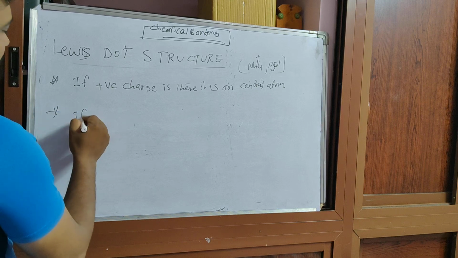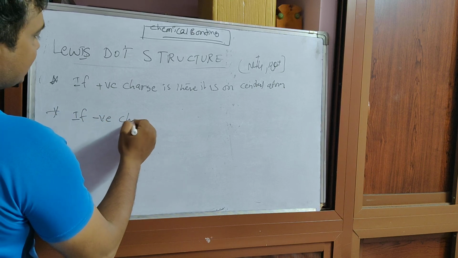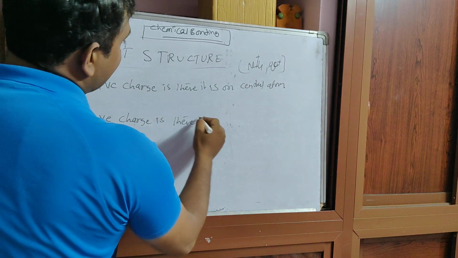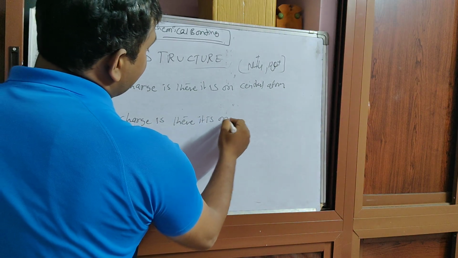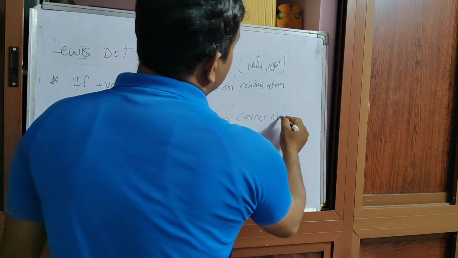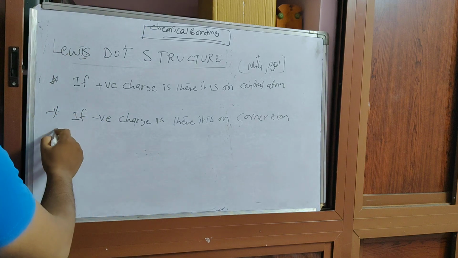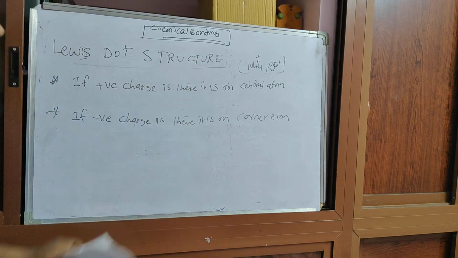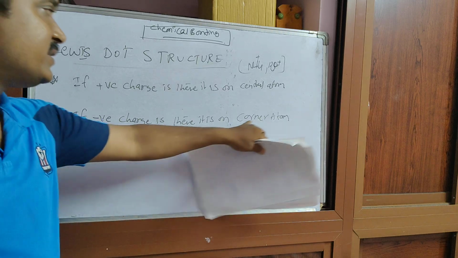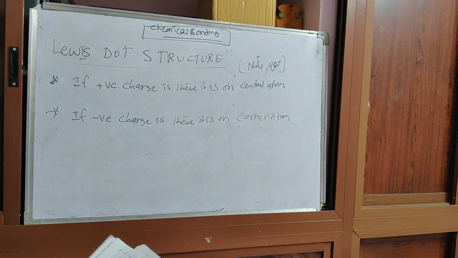If a negative charge is there, it is on the corner atom. These 2 conditions we must also remember. If a positive charge is there, it is on the central atom. If a negative charge is there, it is on the corner atom.